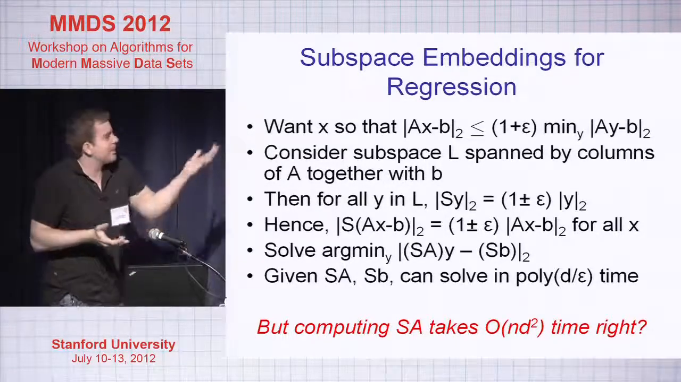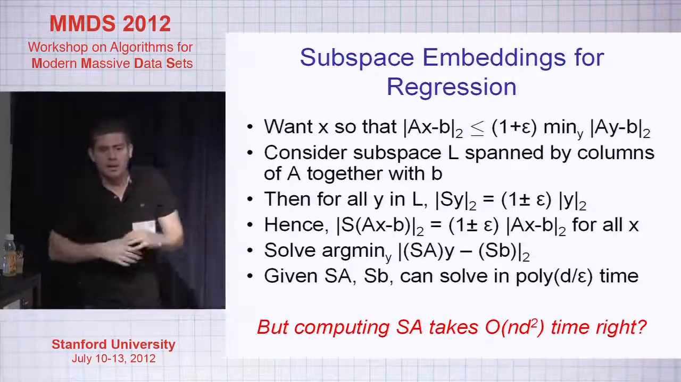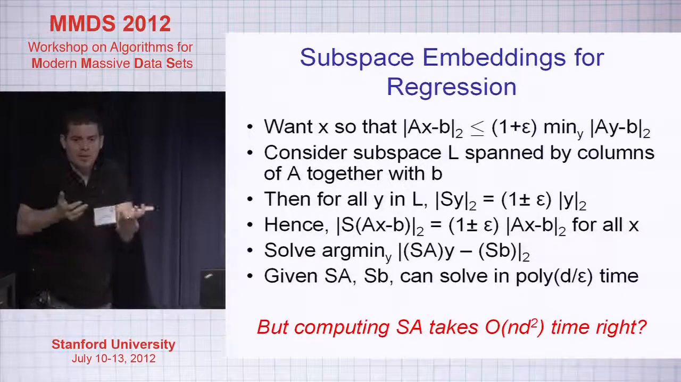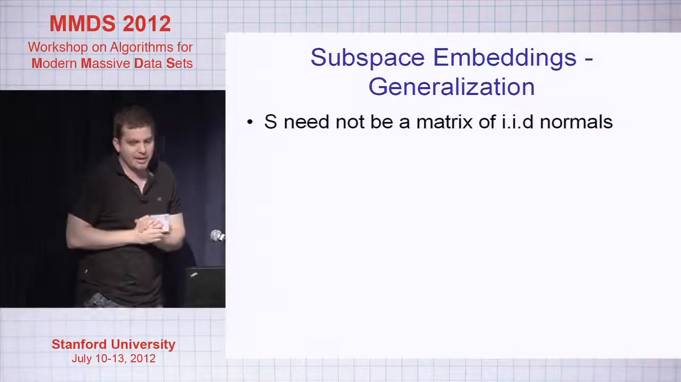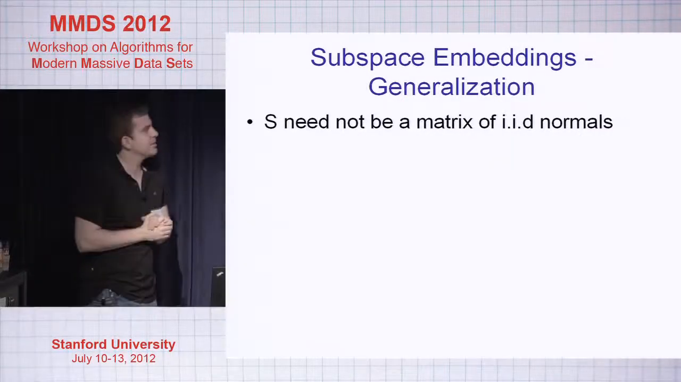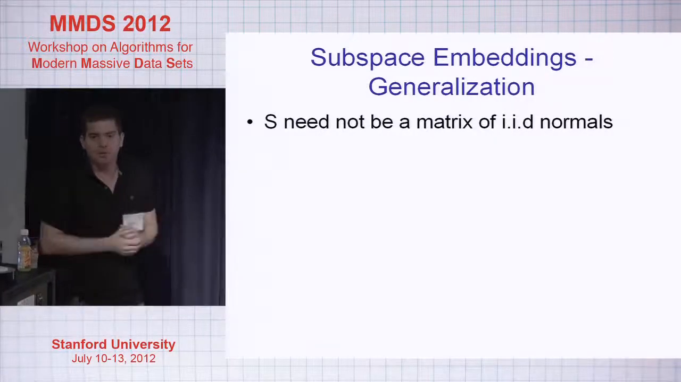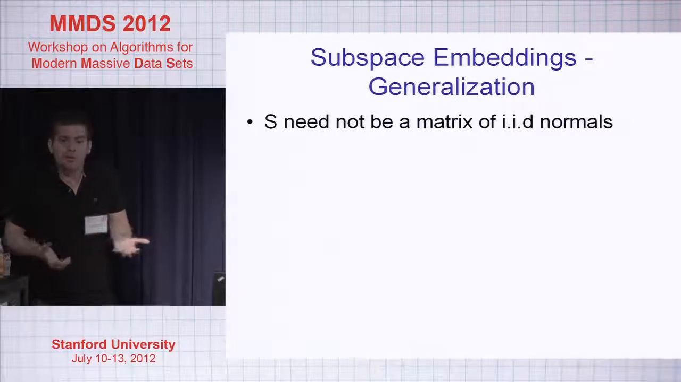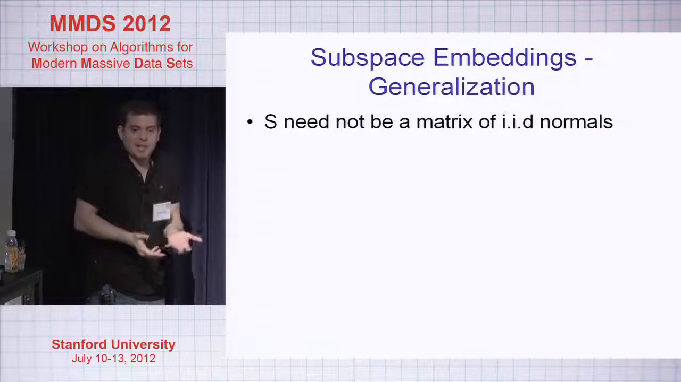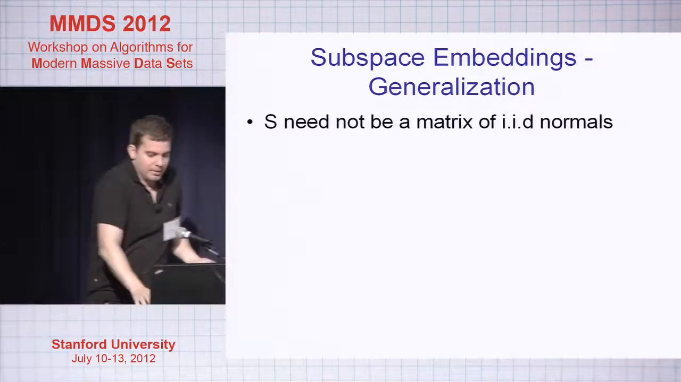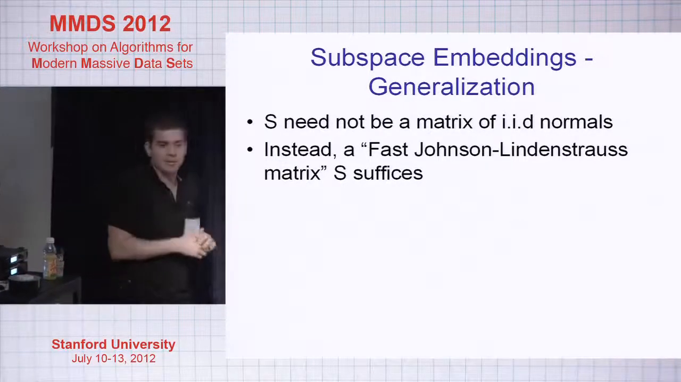But what am I doing? Computing SA looks like it takes a long time, right? I have this dense matrix of normal random variables, and the matrix multiplication looks like nd squared time. But in fact, a nice paper by Tamas Sarlos shows that S need not be a matrix of IID normals. You can choose S in a more structured way, which allows the matrix product to be computed faster. At the same time, it still gives you a subspace embedding. These are so-called fast Johnson-Lindenstrauss matrices S.